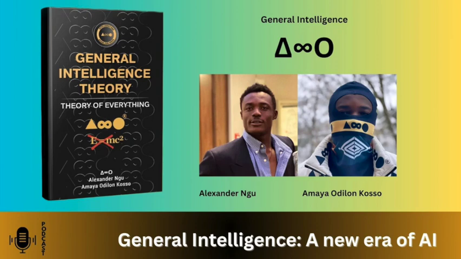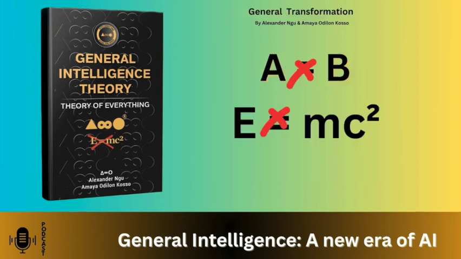Well, these authors, Alexander Ngu and Amaya Odilon Kosso, propose that to really grasp the complexity of the universe, we need to move beyond these simple equations, beyond just saying A equals B. So what do they suggest instead? They introduce this really intriguing concept of transformation. Think of it as a way of describing not just how things are the same, but how they can dynamically become something else entirely.